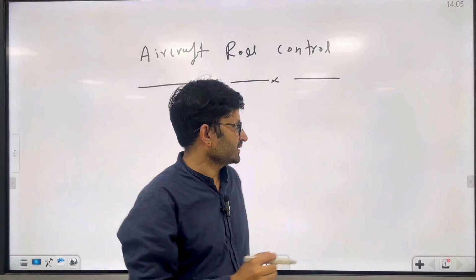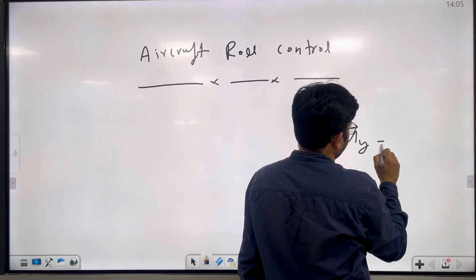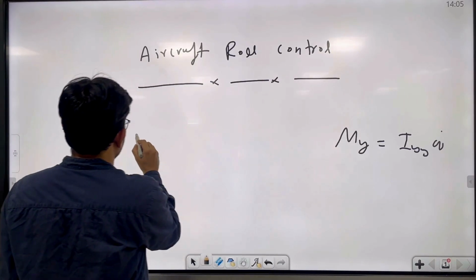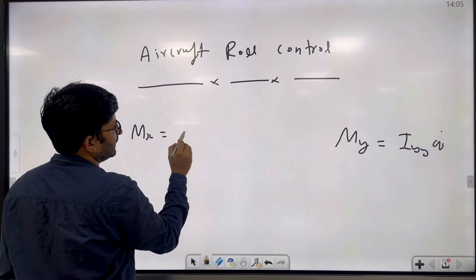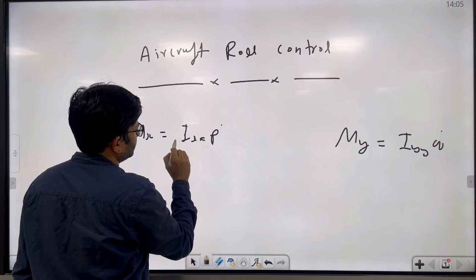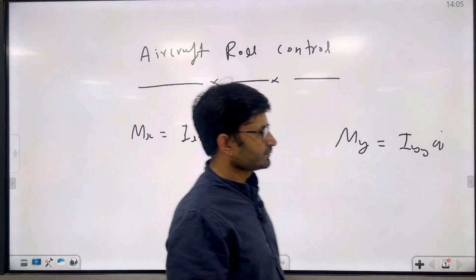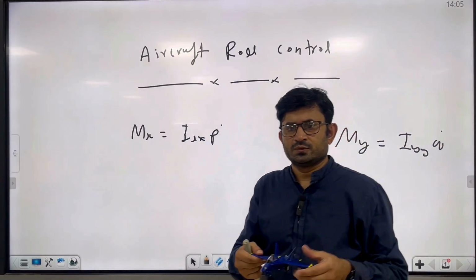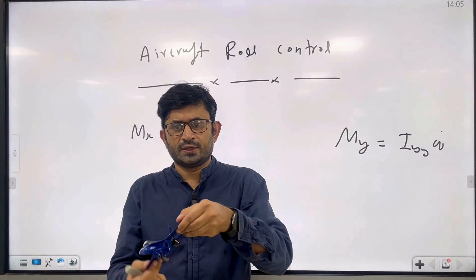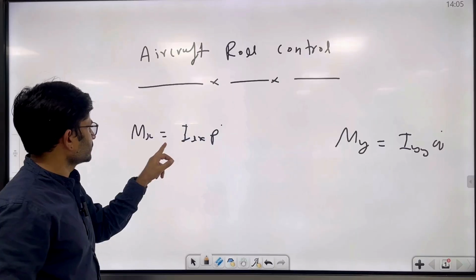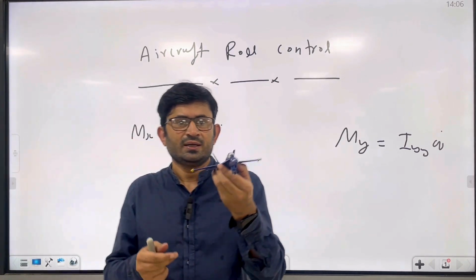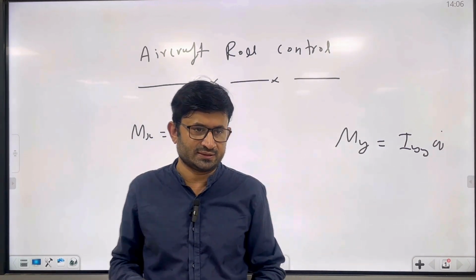Now the first step is to write the dynamical equations. In the pitch case, what we wrote was Iyy q dot; in this case we will write Mx equals Ixx p dot. So this is the pitch motion and this is the roll motion. Mx equals Ixx into p dot, where Ixx is the moment of inertia about the x-axis, because you are rolling about the x-axis.